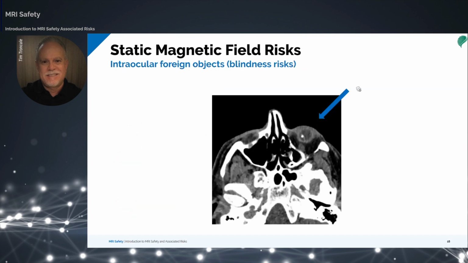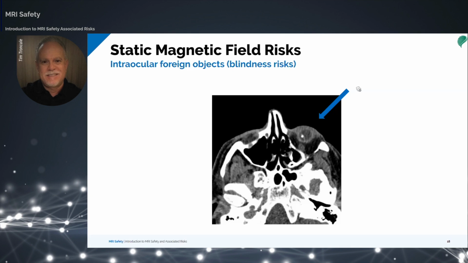As mentioned, we need to be concerned about metal in the eyes and hopefully discover the possibility during the screening process, which we will discuss coming up later on. Here we see a CT scan of the orbits, most likely done to rule out an intraocular foreign body. Luckily, this was seen before the MR was performed.